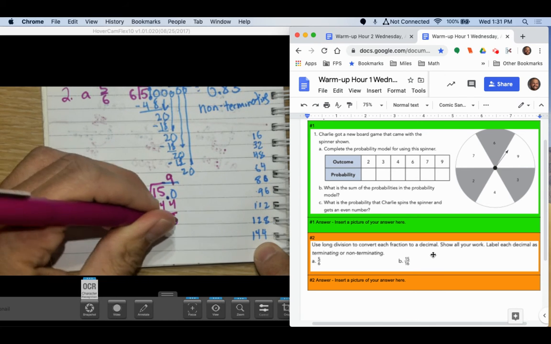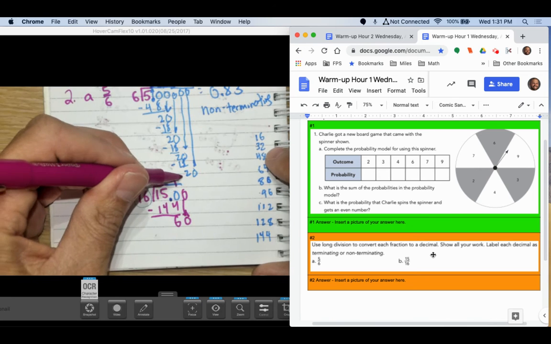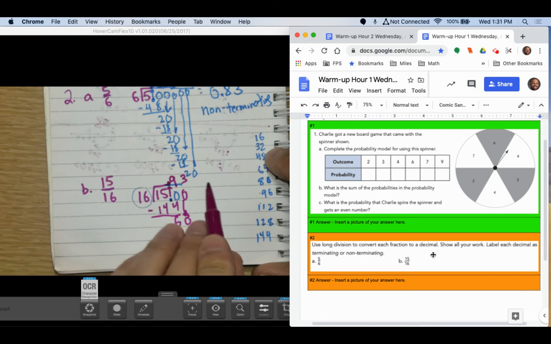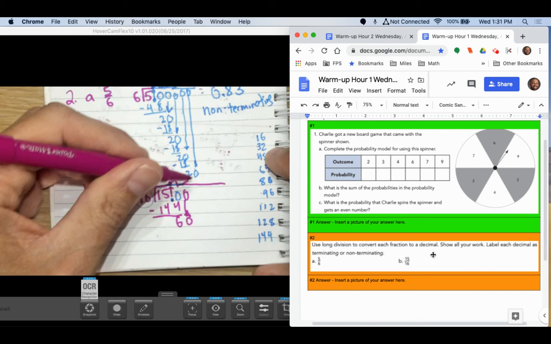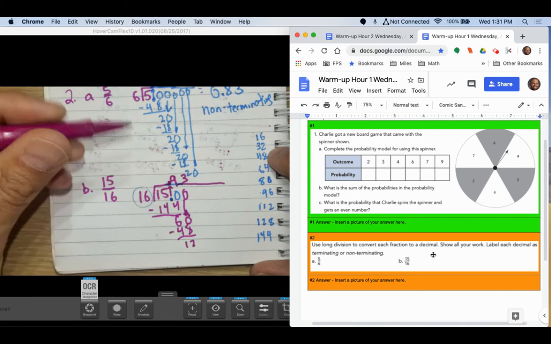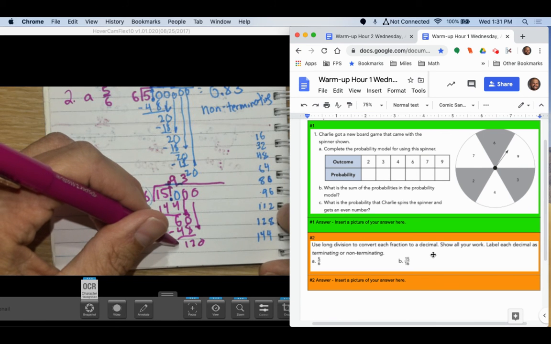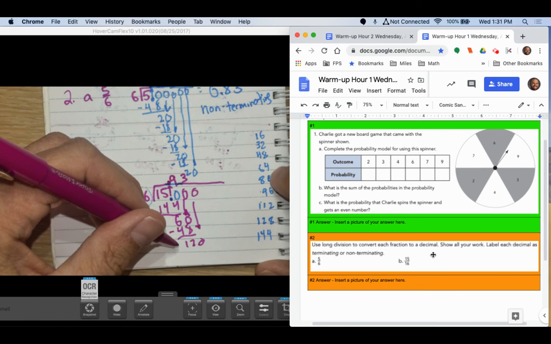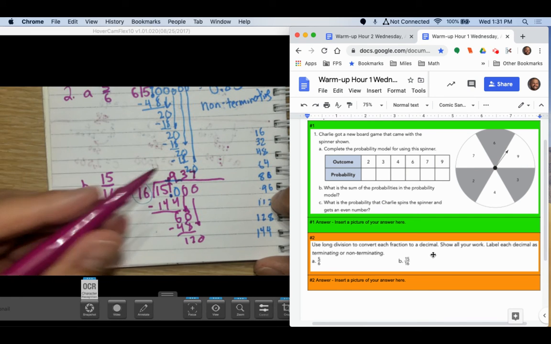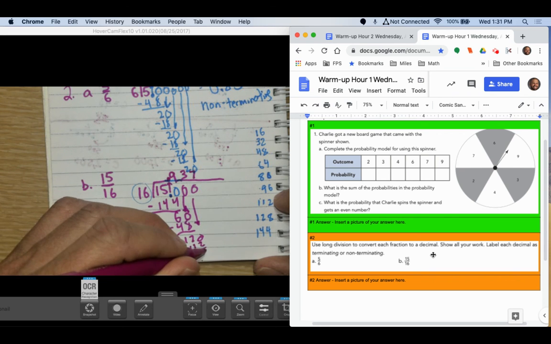I subtract. I have a 0. I bring it on down. It goes in 3 times without going over. The decimal pushes straight up into my answer, and I have to line up my numbers above that. 3 times 16 is 48. 60 minus 48 is 12. I add a 0 and bring it down. 16 goes into 120 7 times. 7 times 16 is 112. 120 minus 112 is 8.